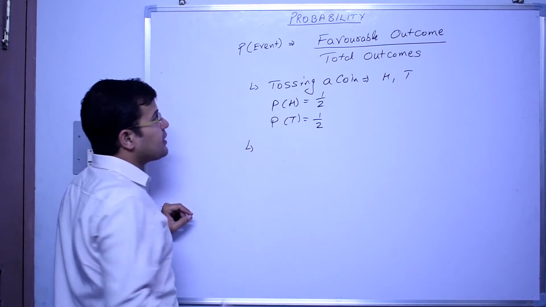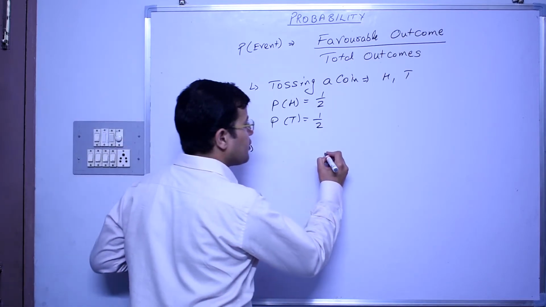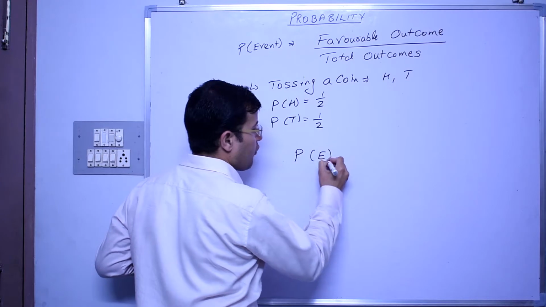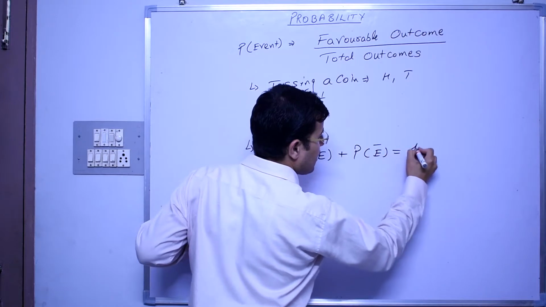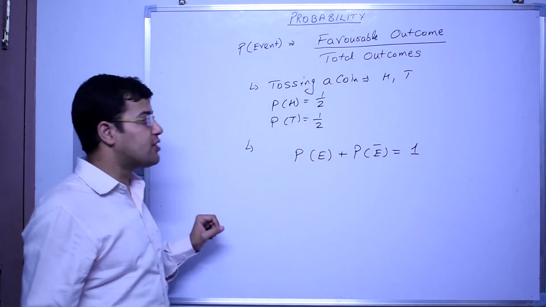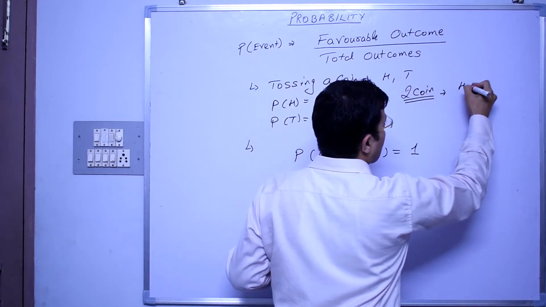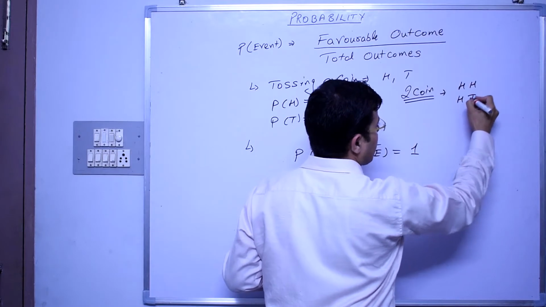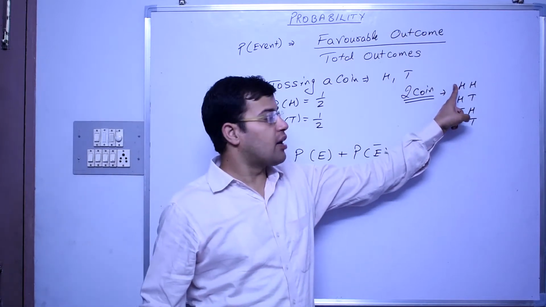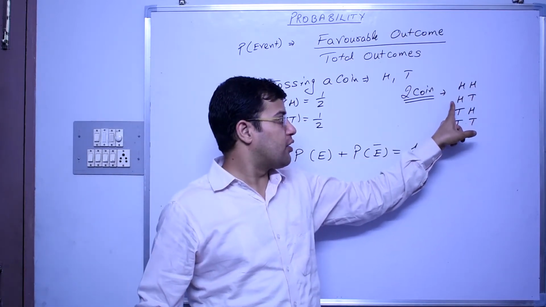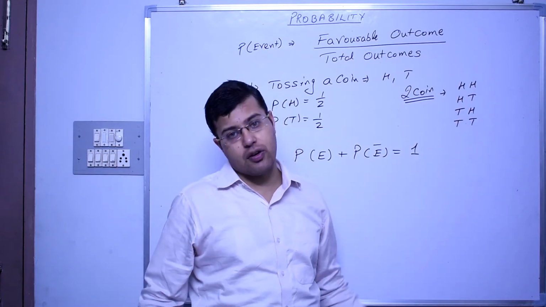Now there are some properties that are associated with probability. Let's get onto them. First of all, it says the probability of an event occurring plus the probability of that event not occurring sums up to 1. So let's say two coins are tossed, then the possible outcomes are HH, HT, TH and TT. Head on the first and head on the second, head on the first and tail on the second, tail on the first and head on the second, or tail on the first and tail on the second.